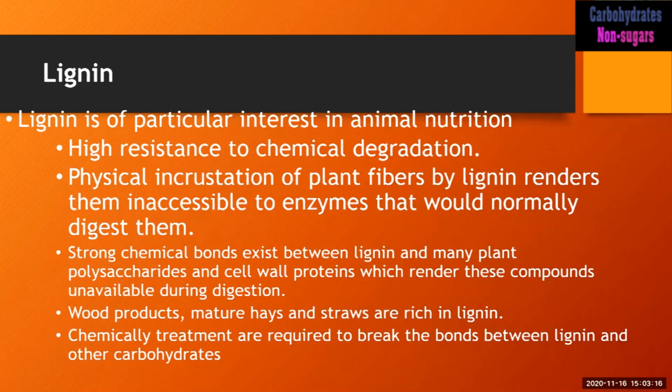Chemical treatments are required to break the bond between lignin and other carbohydrates. The common practice is urea treatment, and we can also go for alkali or hydrogen peroxide treatment, but the most effective and safer treatment is urea treatment. It can be done by sprinkling a 4% urea solution and then covering the material for at least 30 to 40 days, because there is a production of ammonia gas. That ammonia causes some delignification of the material and releases the cellulose and hemicellulose, which can then be digested in the ruminant stomach.